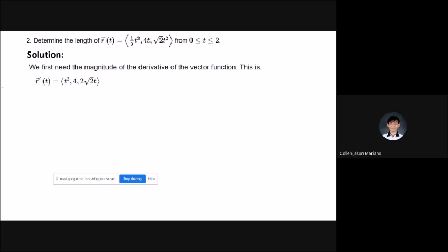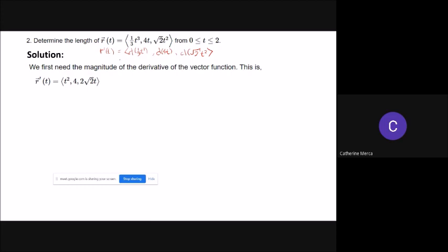Ang ibig sabihin kasi nito is that, parang mas klaro. Ayan. So, when you take r prime of t, you actually take the derivative of 1/3 t cubed. Isa-isahin, di ba? You also take the derivative of 4t. You also take the derivative of square root of 2 t squared. So, ang derivative ng 1/3 t cubed, yung sabi kanina, t squared.